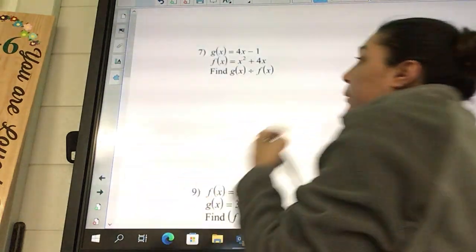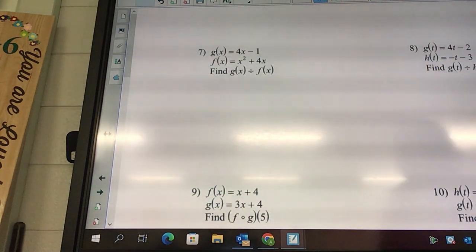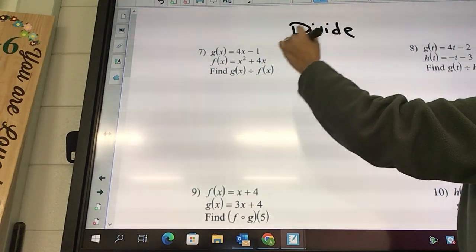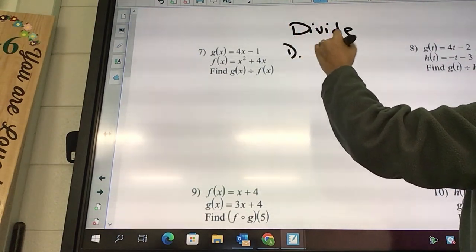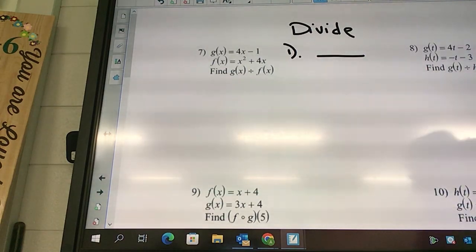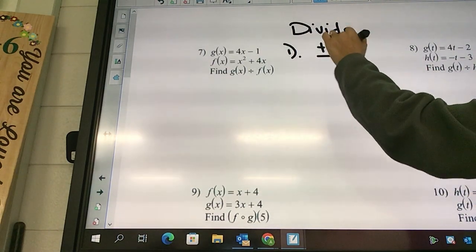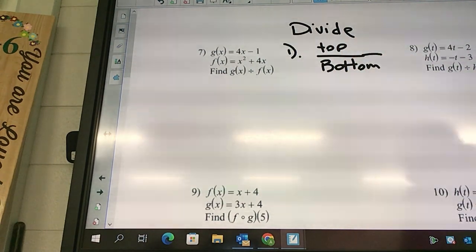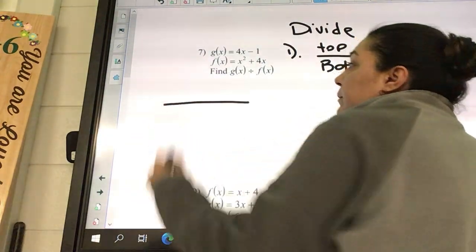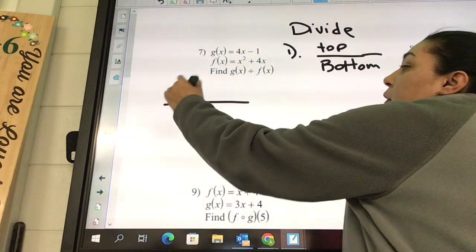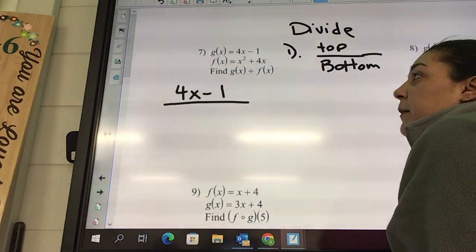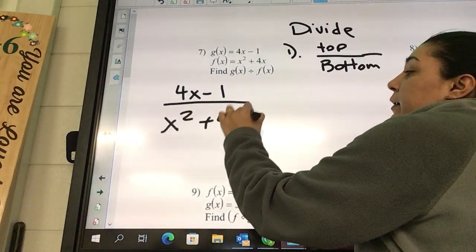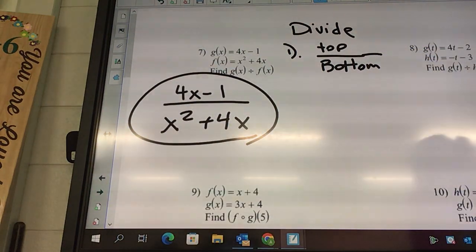What is the next operation? To divide. Okay, step 1 is just to draw the bar and then fill in the top and the bottom. Okay, and then you're done. So what's going to go on top? 4x minus 1. The bottom? X squared plus 4x. And then boom, it's done.